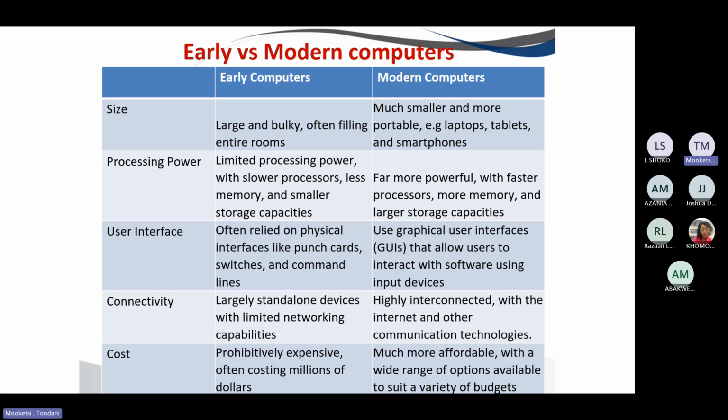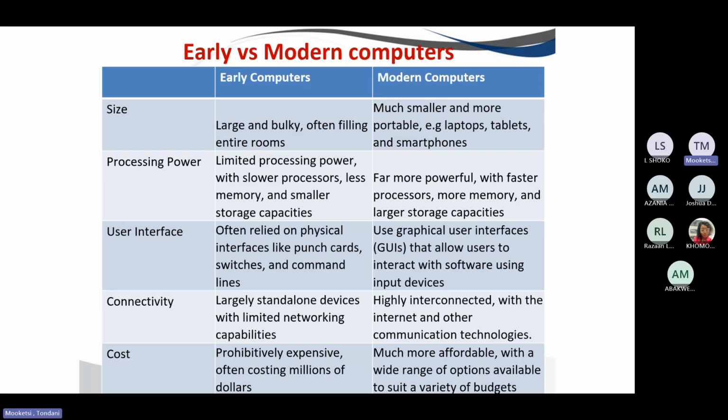Then we have user interface. So olden day computers, they relied on physical interfaces like punch cards and switches and command lines. I don't even know what a punch card looks like, but in the olden days, computers used punch cards and switches. But today, modern computers use graphical user interfaces, or GUI for short, which allows the users to interact with software using input devices.